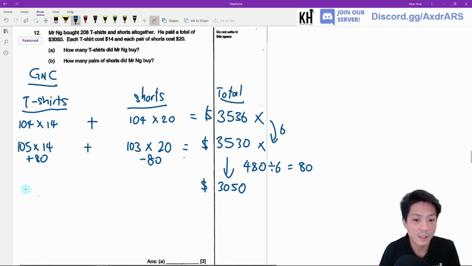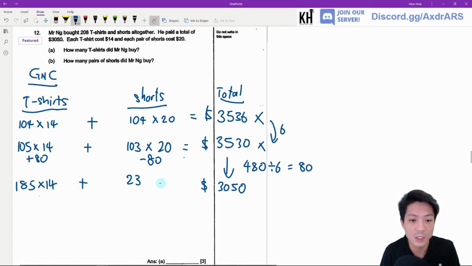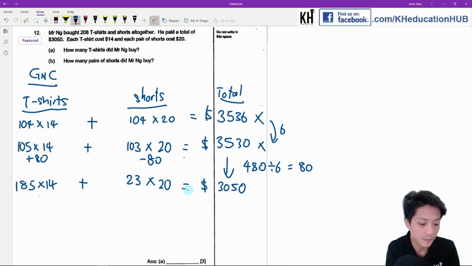So the correct answer should be 185 t-shirts, and the number of shorts will be 23. Check with 185 times 14 plus 23 times 20. Use your calculator to check, and this will give you the correct answer.